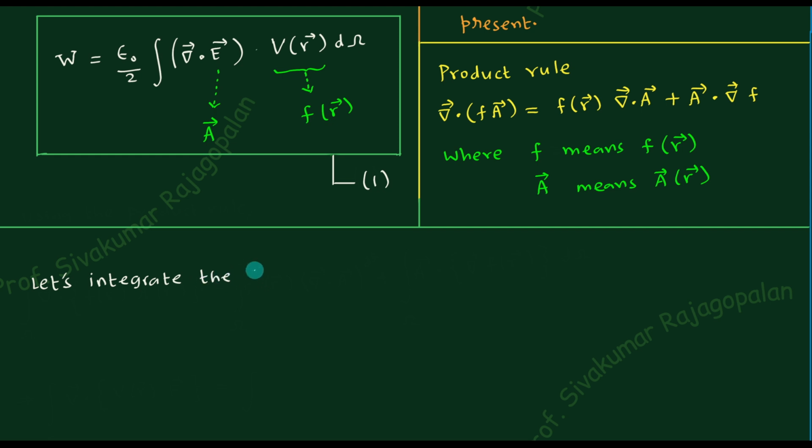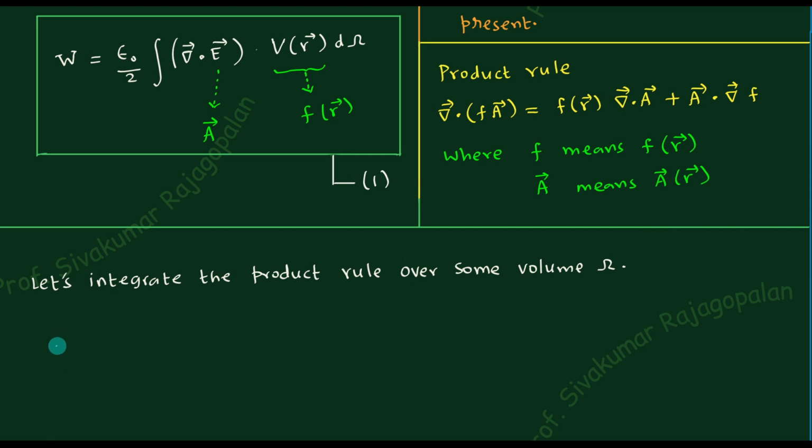Let us integrate the product rule over some volume, because our equation 1 has an integration. What are you going to integrate? This one. There is a product rule, right? This entire expression, divergence of fA equal to this entire equation, you are going to integrate over this d omega. So you can understand why you are integrating: our expression for the energy has the integration, so the same integration should be present in the product rule also. That is why we are integrating.